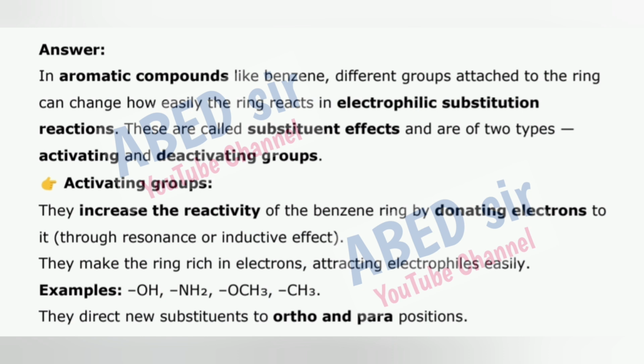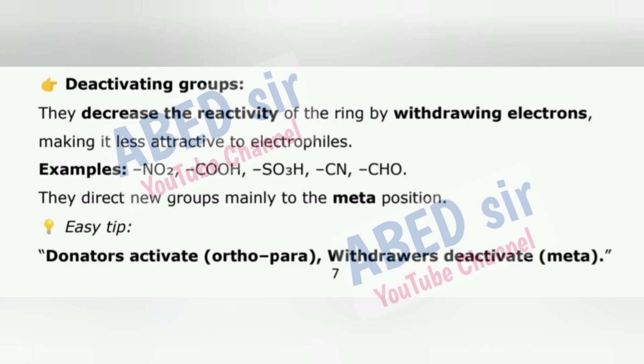Examples: NH2, OCH3, CH3. They direct new substituents to ortho and para positions. Deactivating groups. They decrease the reactivity of the ring by withdrawing electrons, making it less attractive to electrophiles. Examples: NO2, Cl, SO3H, CN, CHO. They direct new groups mainly to the meta position. Easy tip. Donators activate, ortho, para, withdrawers deactivate, meta.